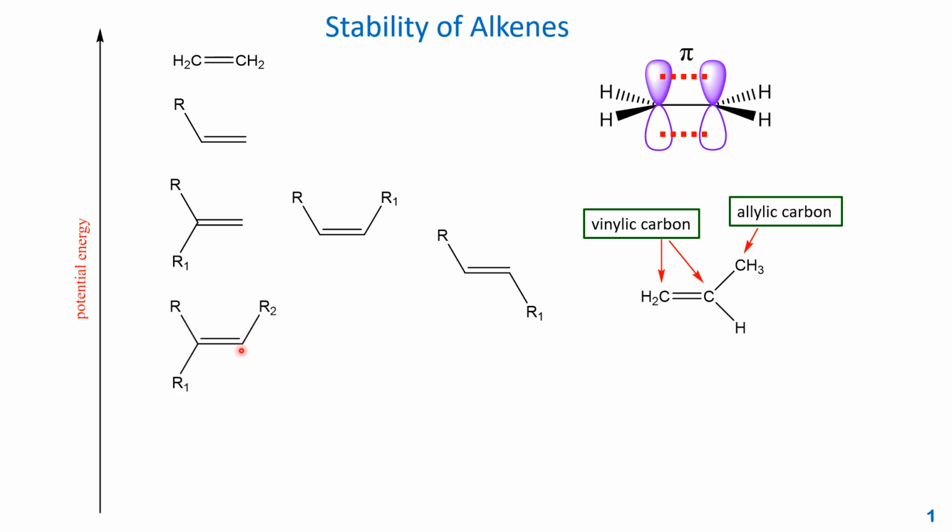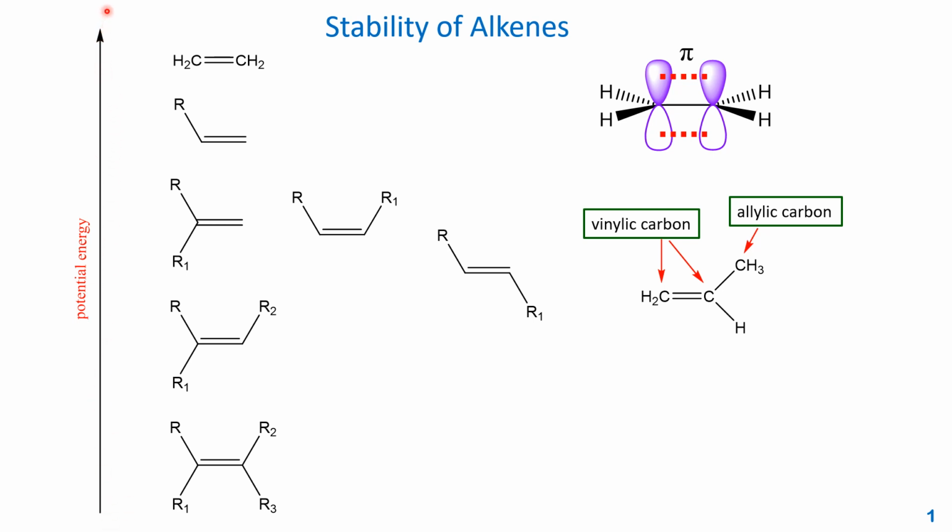And if one more hydrogen is replaced by another R group, again this could be different or the same as the other substituents. That's called a trisubstituted alkene. And the last hydrogen can be replaced, and that is called a tetrasubstituted alkene. You may notice I have the potential energy here. Increase means the stability will decrease from here to here.